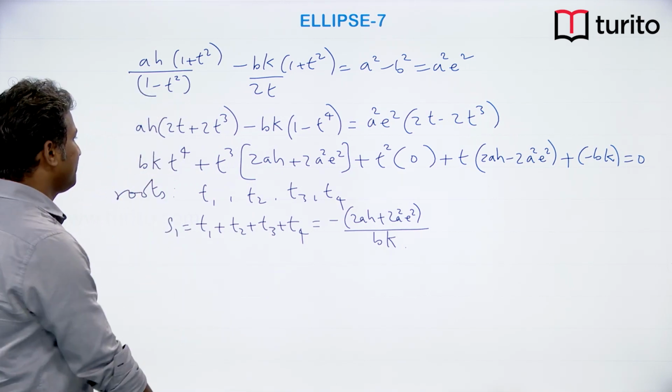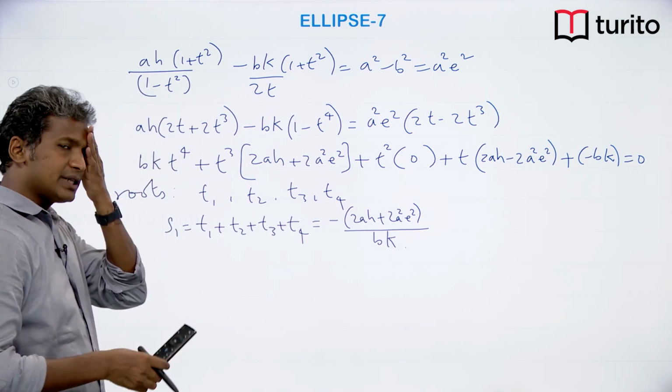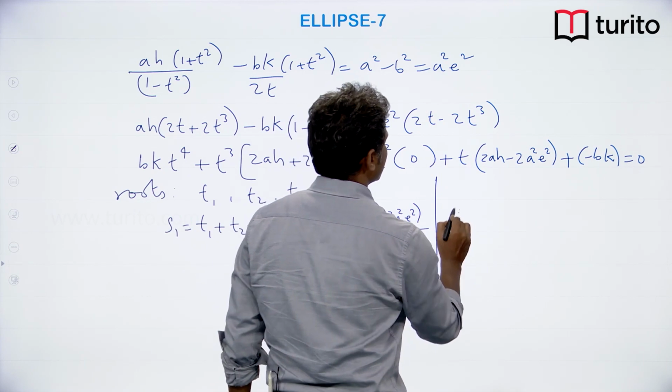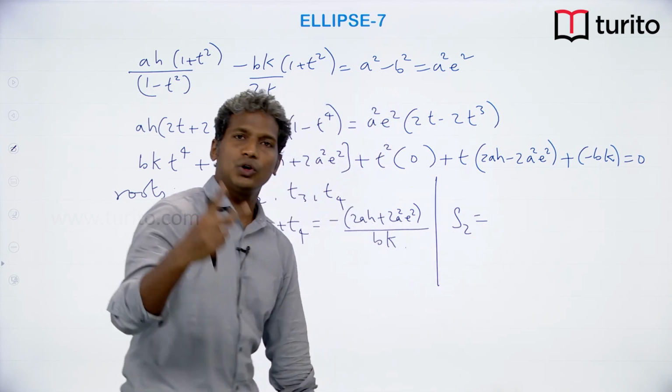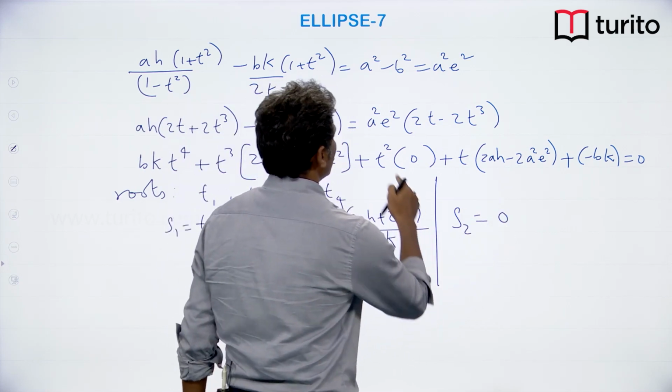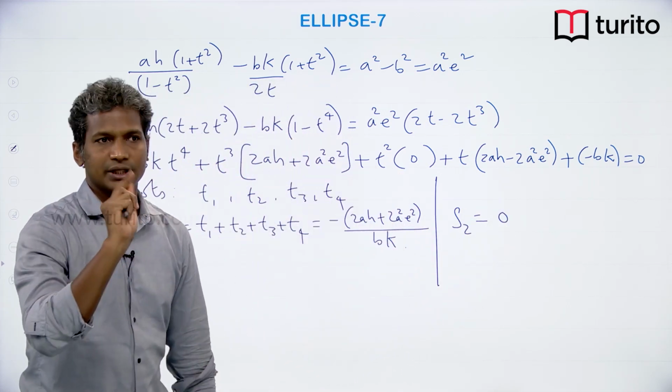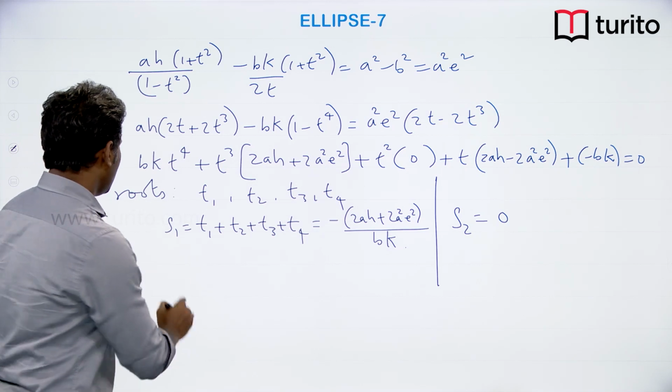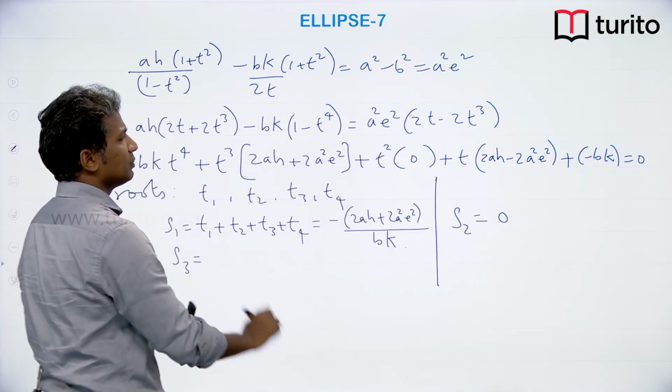Now, similarly, what about S2? S2 means the sum of the products of roots taken 2 at a time. So, S2 is going to be 0 because t square has coefficient 0. Similarly, S3 will be how much?